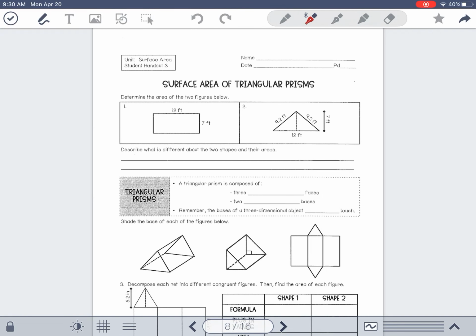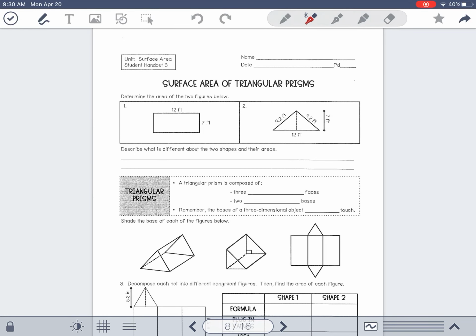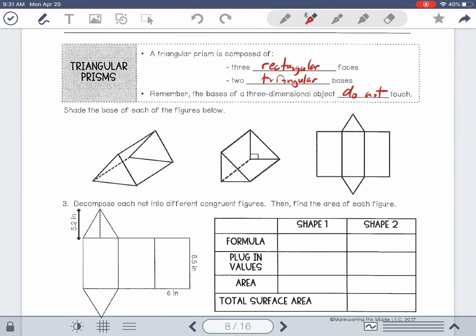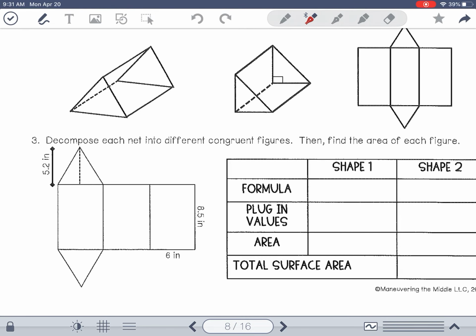Let's see. Triangular prism. Okay, it's going to be the same thing. So the triangular prism. There are 3 rectangular faces and 2 triangular bases. Okay, so remember that the bases of the objects do not touch. So you've got to look at, break each one of them down.